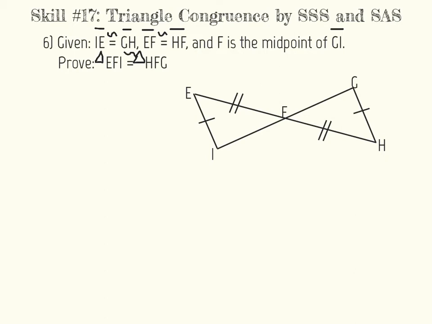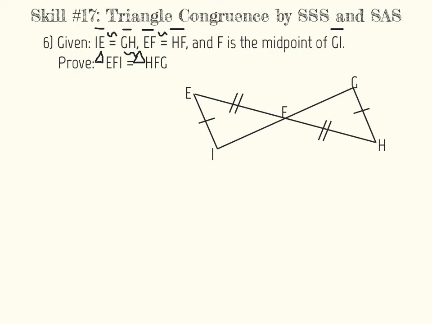Skill 17, triangle congruence by side, side, side, and side, angle, side. So we're going to do a couple of these proof problems. The first one, question 6, states, given segment IE is congruent to segment GH, segment EF is congruent to segment HF, and F is the midpoint of GI. We want to prove that triangle EFI is congruent to triangle HFG.